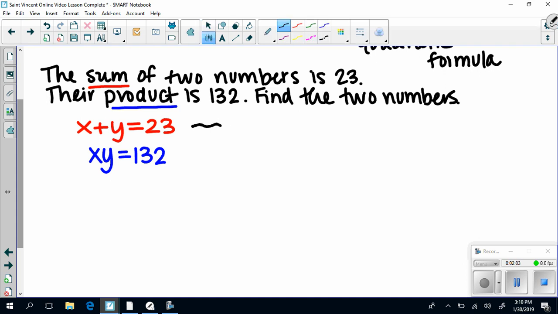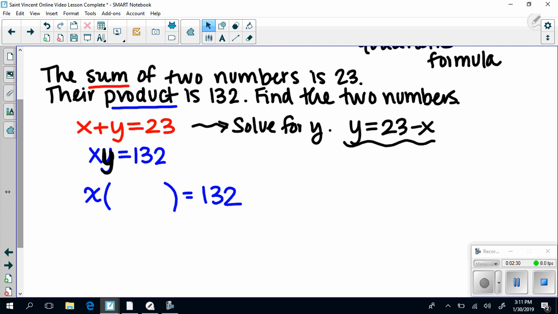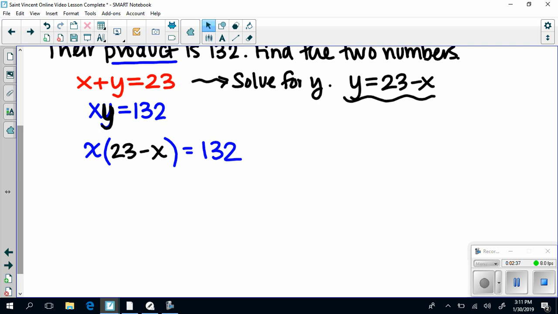If I take the top equation and solve for y, which means get y by itself, I end up with y equals 23 minus x when you subtract x from both sides. Now I'm going to take that 23 minus x and put it into the y of the second equation. Technically this is called substitution, and that's exactly what this is. So 23 minus x.